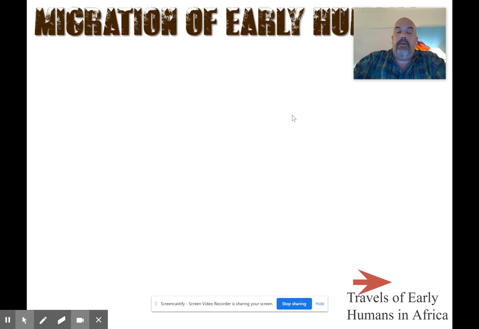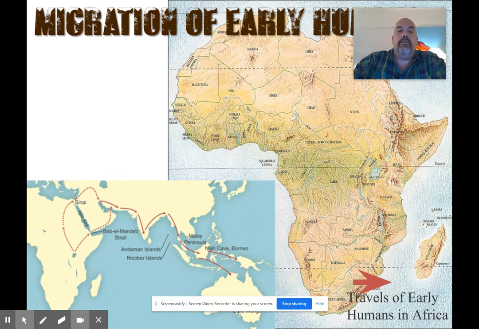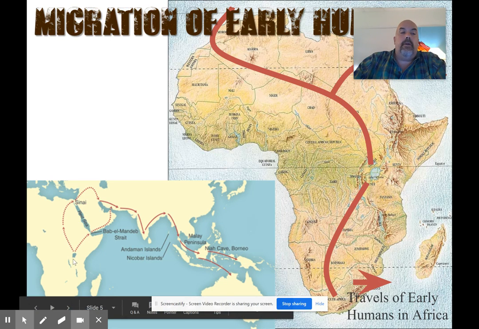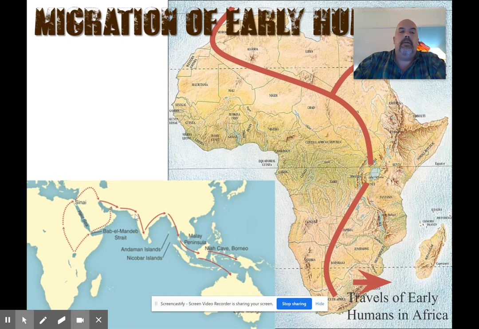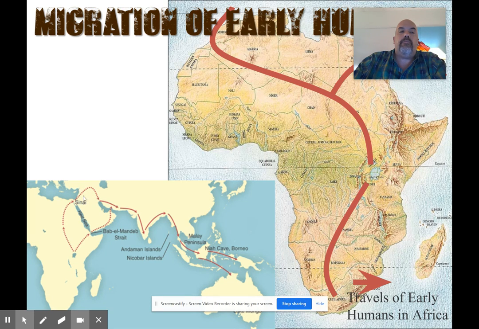Now let's talk about the migration of early man. This is a little off, but man started right here, like I said, in the African valleys, and started to migrate into the Middle East. Then they migrated into India, then parts of Malaysia, Borneo, and Australia. There's another branch off right here that I couldn't find a picture to show you, but they branch off into Europe in this area right here.